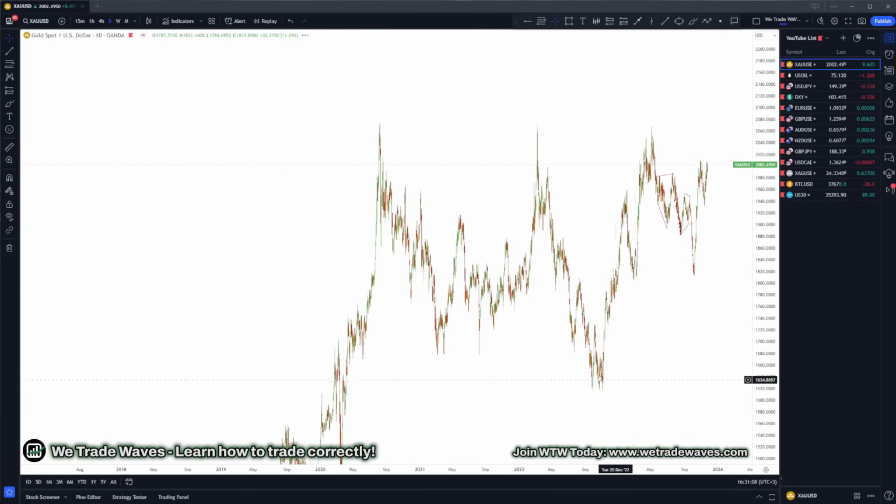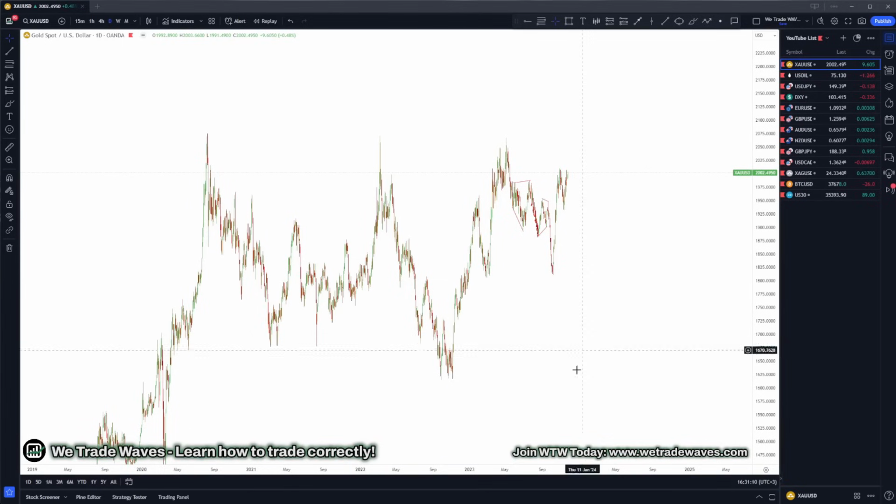Fantastic. So this is a corrective structure, guys, from here to here. It's a complete corrective structure. What do we get after this drop?